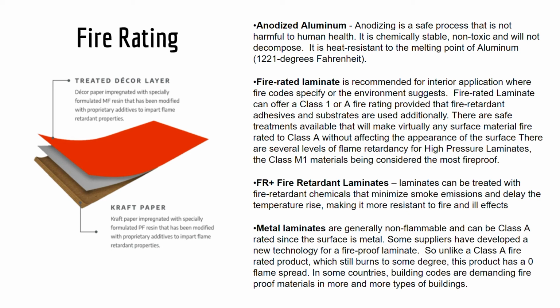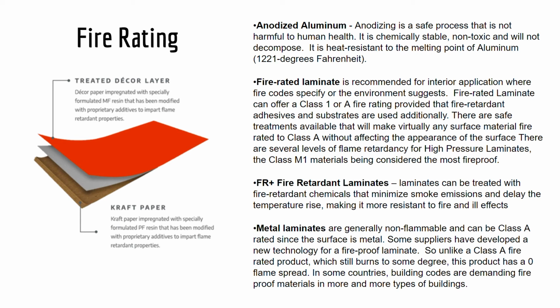Fire-rated laminate can offer a Class 1 or A fire rating, provided that fire-retardant adhesives and substrates are used additionally. There are safe treatments available that will make virtually any surface material fire-rated to Class A without affecting the appearance of the surface. There are several levels of flame retardancy for high-pressure laminates, the Class M1 materials being considered the most fireproof.